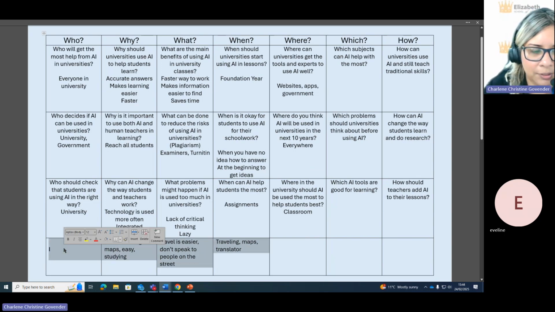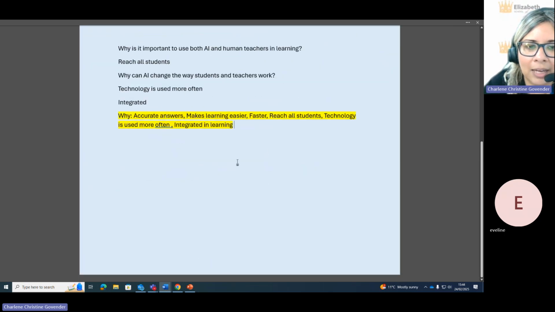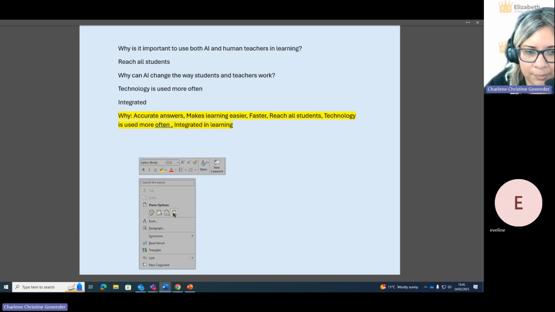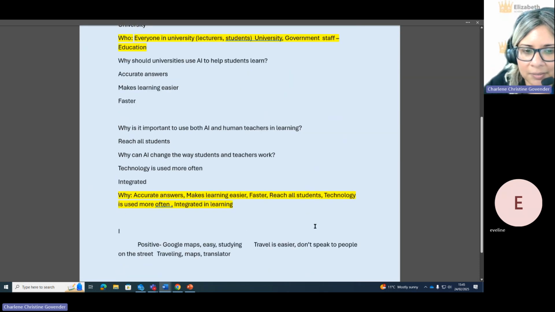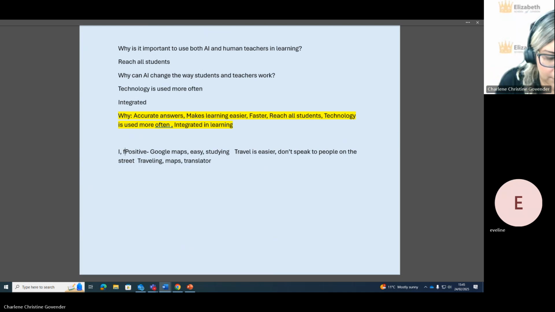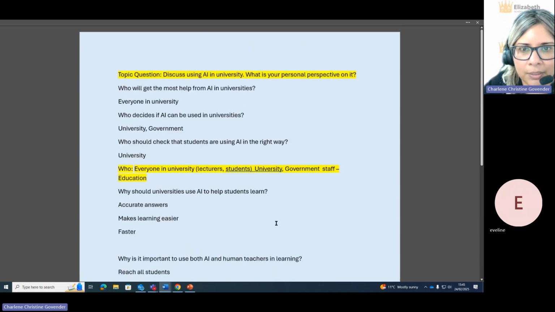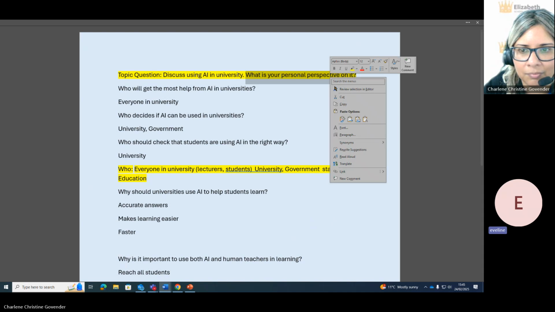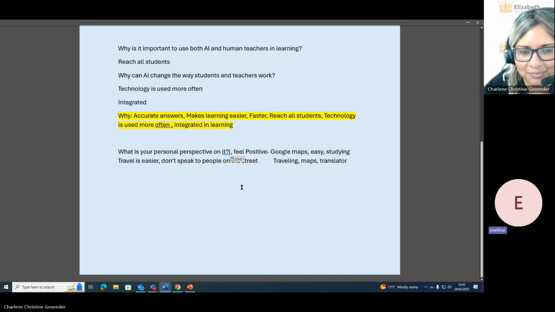Okay, so we'll leave that there now. What I'm going to do is copy this, move this over, and we're going to develop how you could start writing your personal perspective. So this is this part of the question: what is your personal perspective on it? So it'll be I, and then feel it's positive. I use Google Maps for, let me make a bit of space. You say in the essay we're not allowed to use I. So which word do we use instead of I?